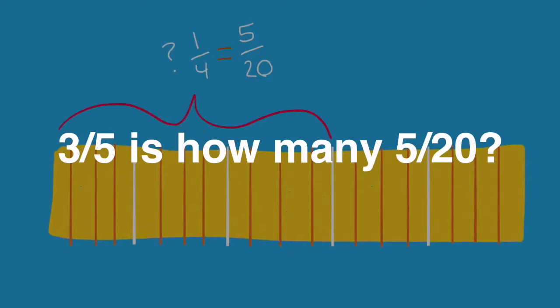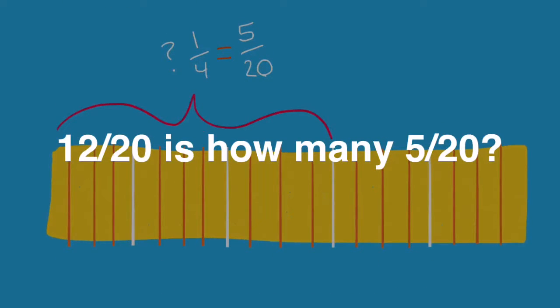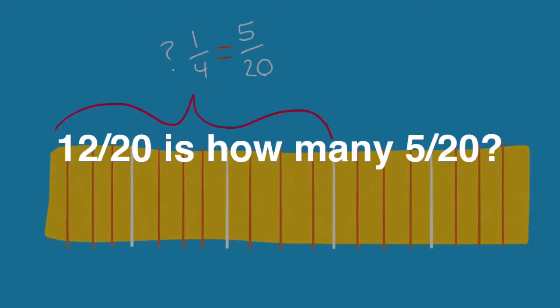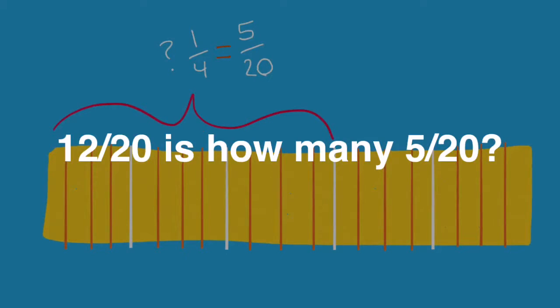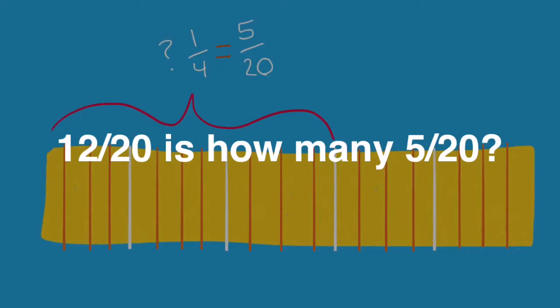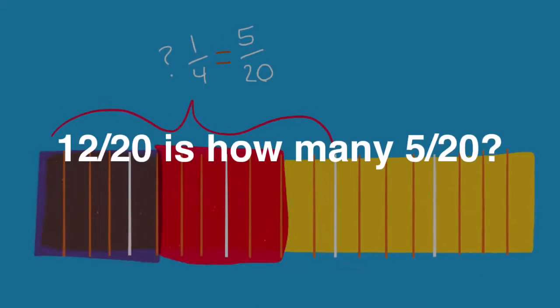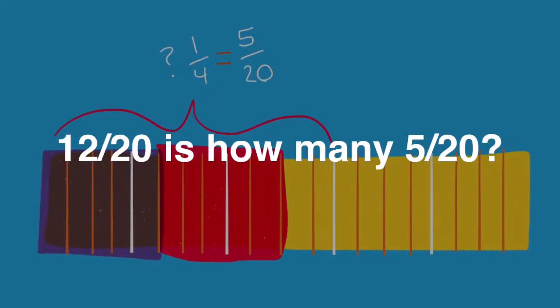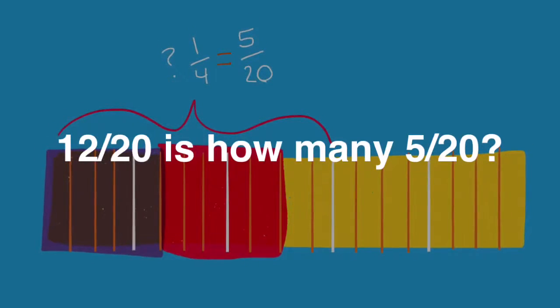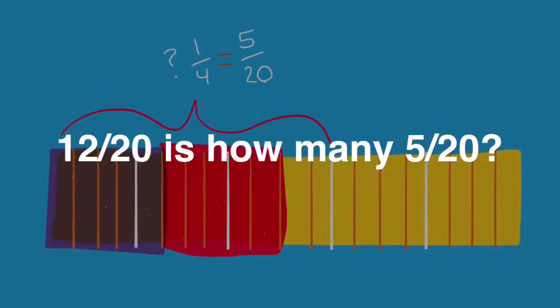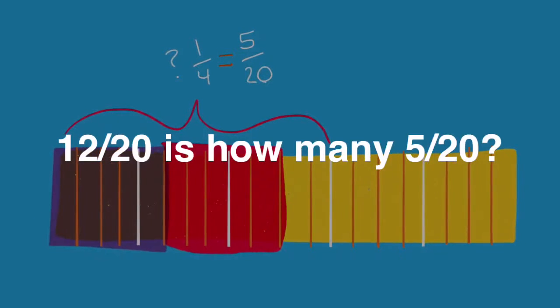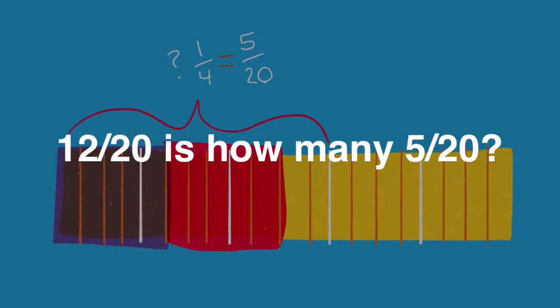So, 3/5, how many 20ths is that? Aha! So instead of saying 3/5, I can now say 12/20, because 3/5 is equivalent to 12/20, and now I can take out 20ths from 20ths. The question now is, 12/20 is how many 5/20? And so, let's count off 5/20. 1, 2, 3, 4, 5, label that purple group. 1, 2, 3, 4, 5, label that a red group. 1, 2, 3, uh-oh. We don't have enough for a third group.